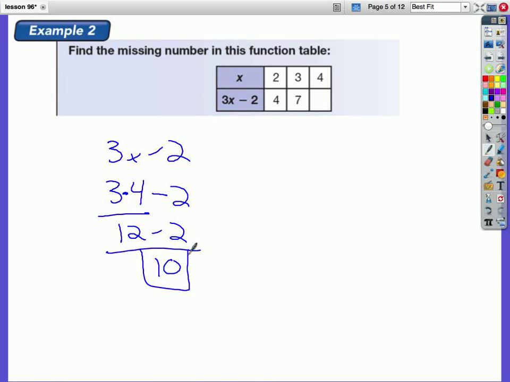So all they're doing is putting this number in for x. So for 2 they did 3 times 2 is 6, minus 2 is 4. 3 times 3 is 9, minus 2 is 7. 3 times 4 is 12, minus 2 is 10.